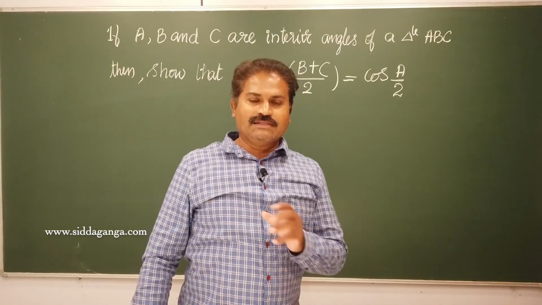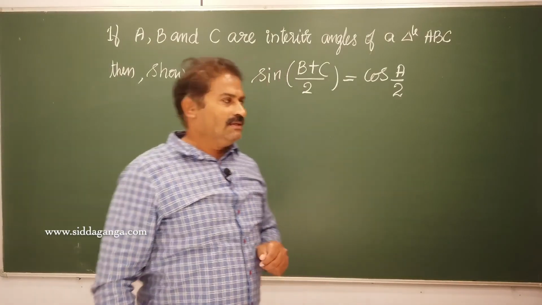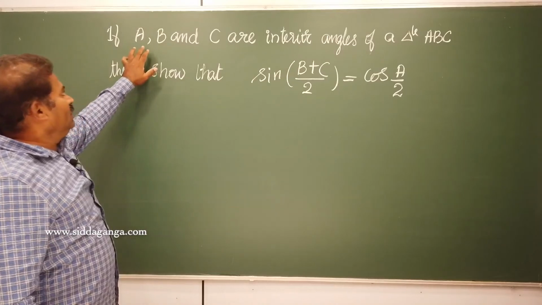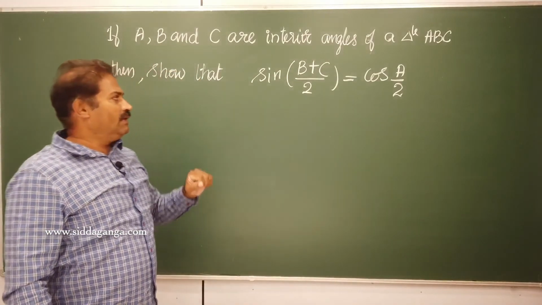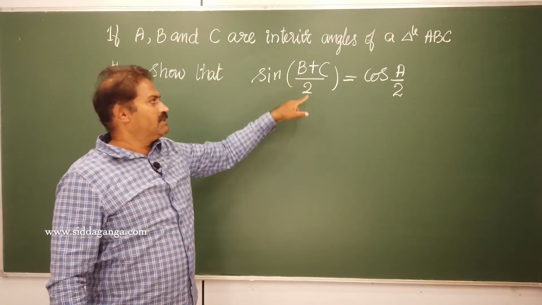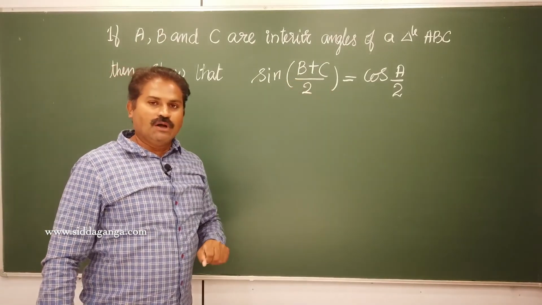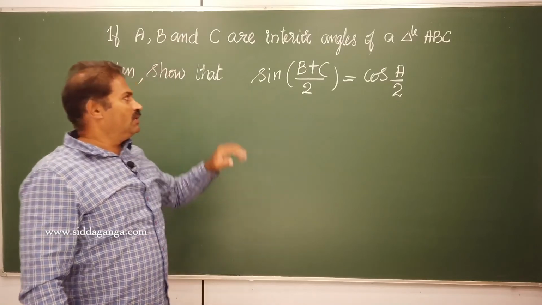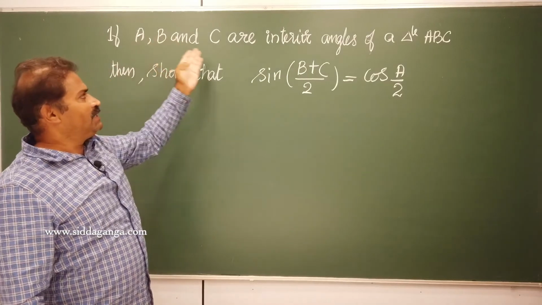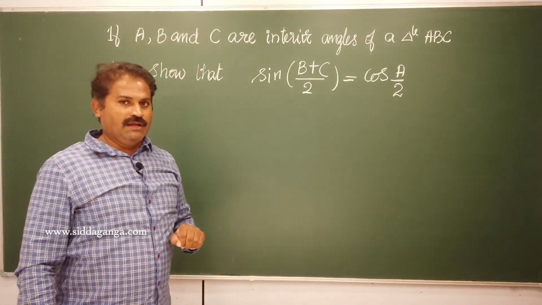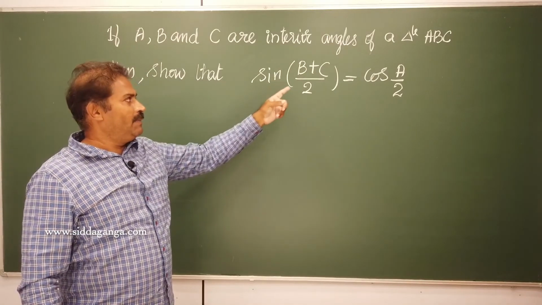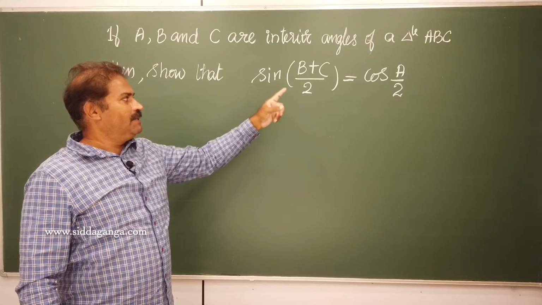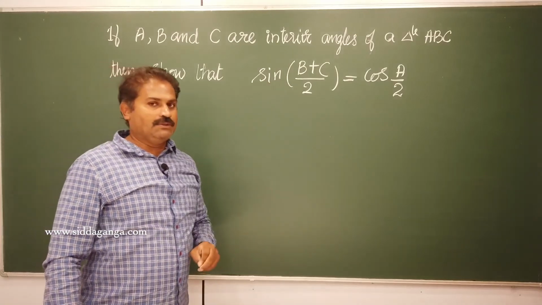Here is the sixth problem from your exercise. The clue they have given: if A, B and C are the interior angles of a triangle, then you need to prove that sine of (B plus C) by 2 is equal to cos A by 2. So the clue given is ABC are interior angles of a triangle. With that clue, you need to solve and show that sine of (B plus C) by 2 is equal to cos A by 2.